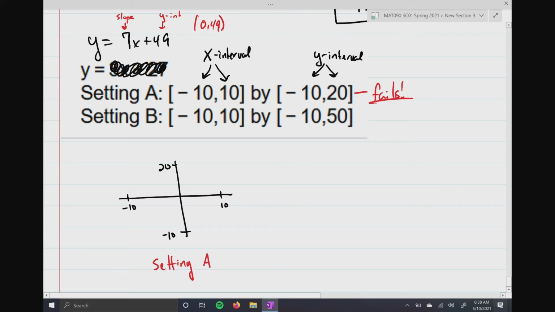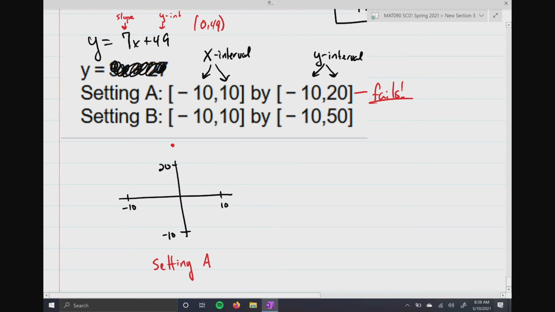Question: what is the y-intercept? What is it? 49, something way higher than that. Thank you. 0,49 would be all the way up here. And if your intervals only go from -10 to 10 for the x and -20 for the y, you are not going to see the y-intercept.